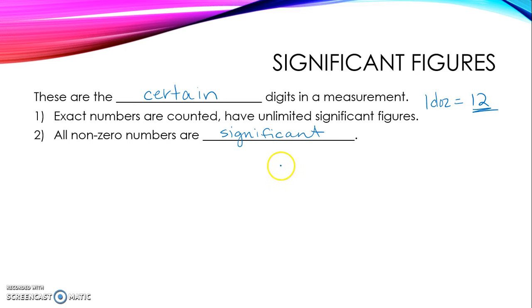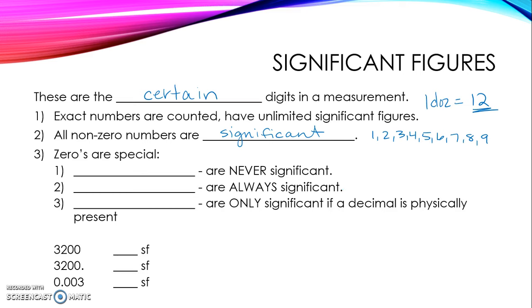All right, so what does that mean? Well, that means they all count. They go towards the measurement. And a non-zero would be anything that's 1, 2, 3, 4, 5, 6, 7, 8, or 9. All of those are significant. Okay, and then you have your zeros.